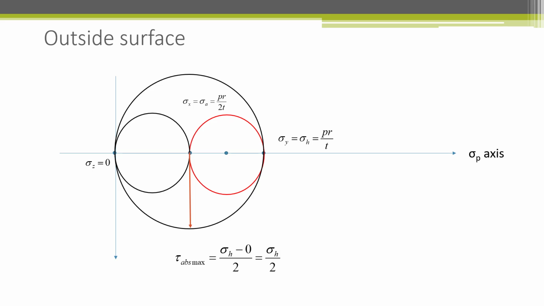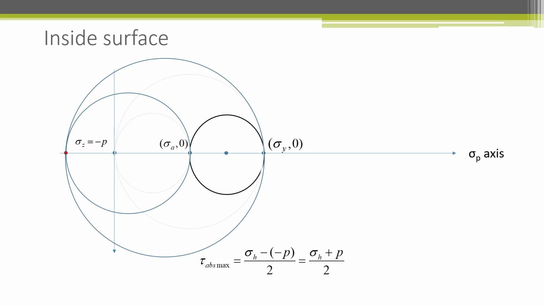Because of z, there are two additional Mohr circles for the rotations about the y and x axes. The two Mohr circles are shown in black. The largest one is for the rotation about the y-axis. The largest shear stress is given by the radius with the red arrow, showing its magnitude. In this case, the absolute maximum shearing stress is PR over 2t, since it is half of the sigma y value, which is the hoop stress. But here we have looked at the outside surface of the pressure vessel where the radial stress is 0. We'll next look at the inside surface.